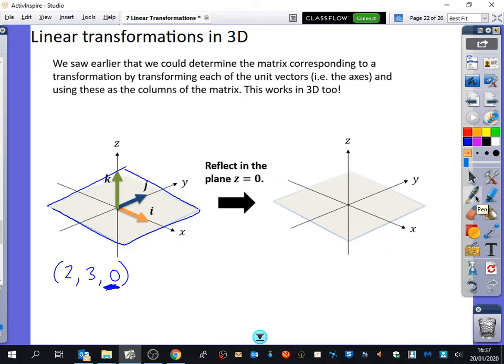I, J and K, which ones are going to change? K is the only one that's going to change. So K is going to go in the downwards direction. J is still going over here. And I, so that is J, I, and K.